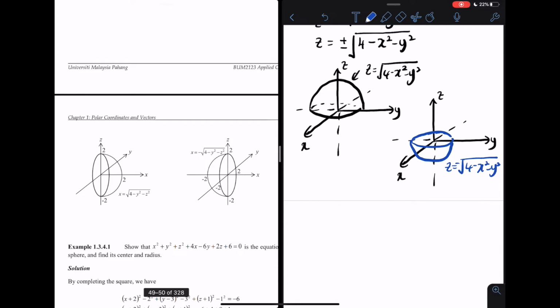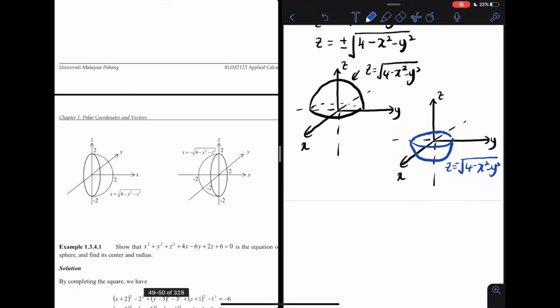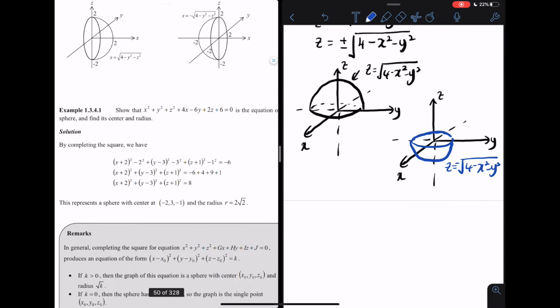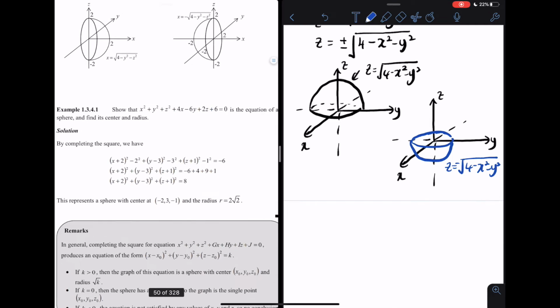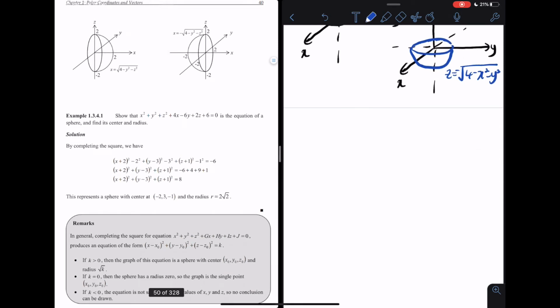So I really hope you can relate to this explanation in the future. Right now, why don't we try and focus on solving the next example? So we will look at example 1.3.4.1.